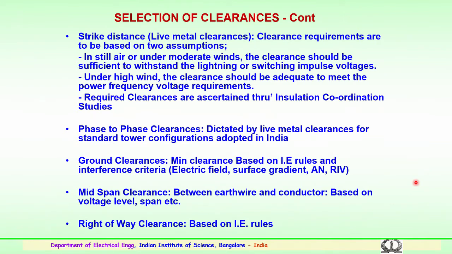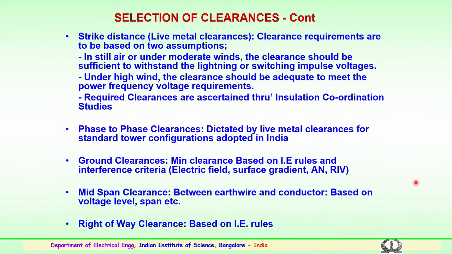So, then ground clearances, what are the minimum clearances? This should be based on the Indian electricity rules or international electricity rules, and the interferences which are because of these conductors. If the minimum clearances are not maintained, there could be interferences and higher electric field, surface gradients, and there could be audible noise, radio interference. So, proper ground clearances or minimum ground clearances have to be maintained for a particular voltage level or for a particular conductor size, so that the electric field is reduced, the gradients are reduced, audible noise is reduced, and radio interference and visible corona is reduced.